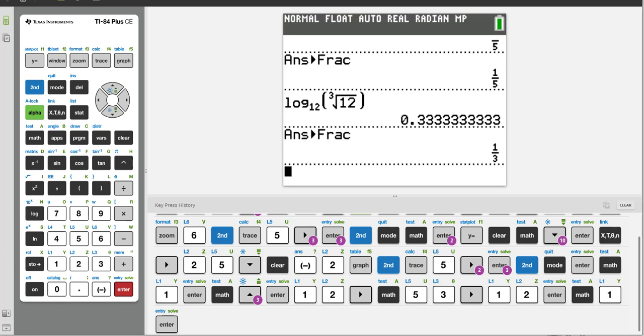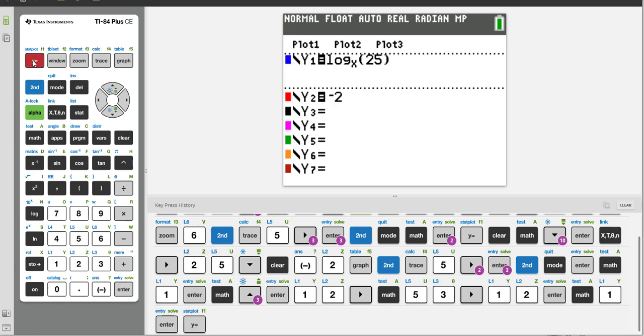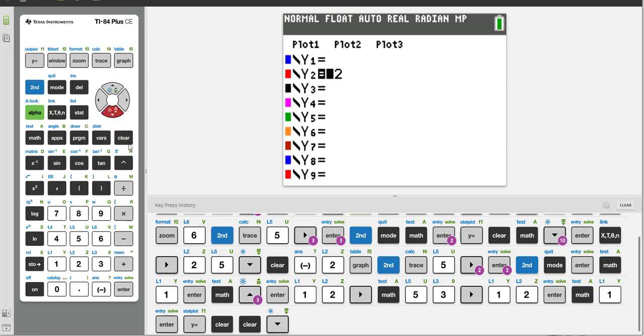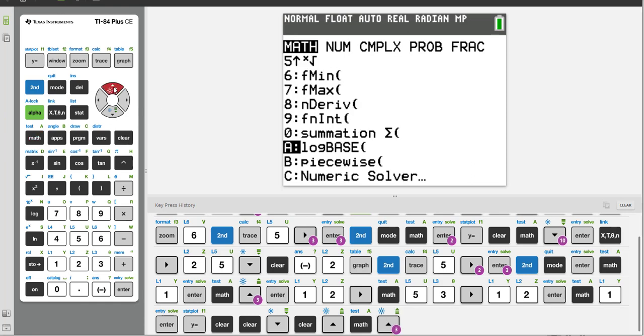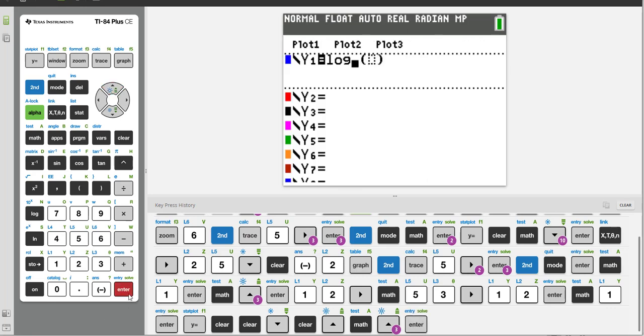For the first function, press y equals. If something is in y1, press clear. If something is in y2, press the down arrow, press clear, and then press the up arrow. Press math and use the up or down arrows to find the log base. Select it by pressing enter. Type in 2 and the right arrow. Type in x and press graph to see the graph.